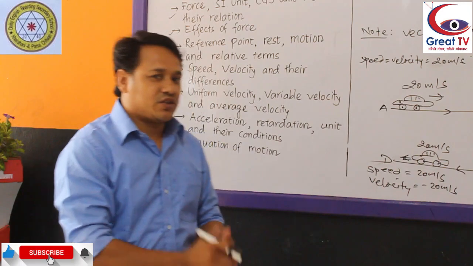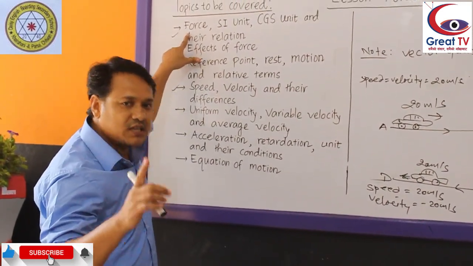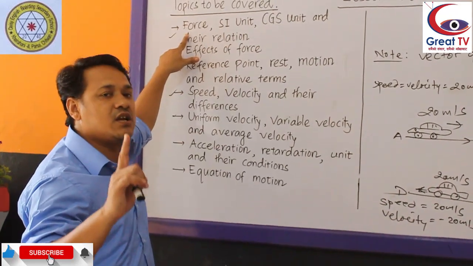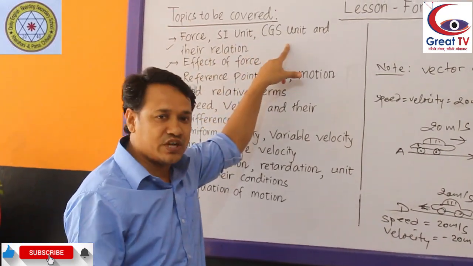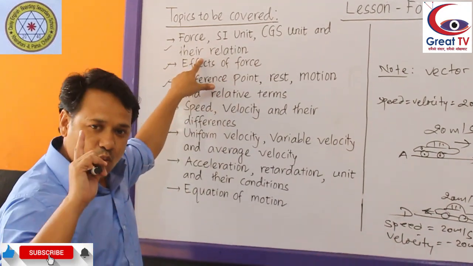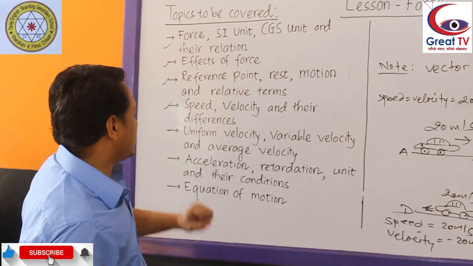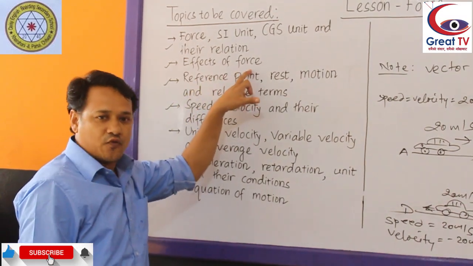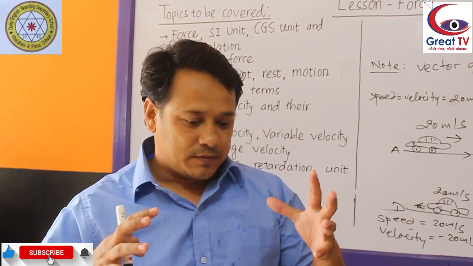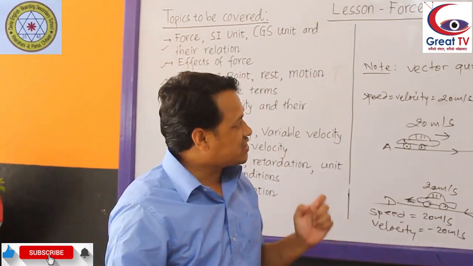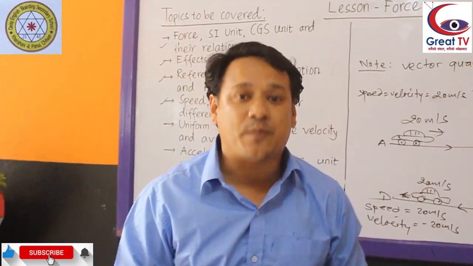Then today we have discussed force. Force means an external agent that changes or tends to change the state of a body. SI unit, Newton. CGS unit, dyne. Relation: 1 Newton equals 10 to the power 5 dyne. We have also discussed the effects of force. Force can change the state of a body, the shape of a body, the direction of a body, and can accelerate or decelerate the speed of a body.